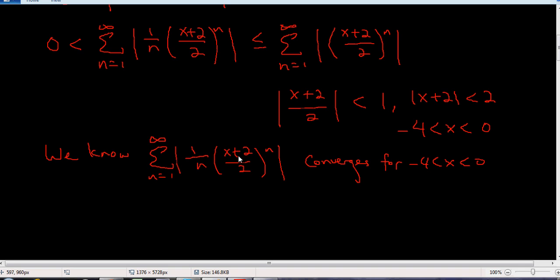Because we know it converges absolutely, our original sum also has to converge on these points. Right, also has to converge in these points. So what was our original sum? This was our original sum.